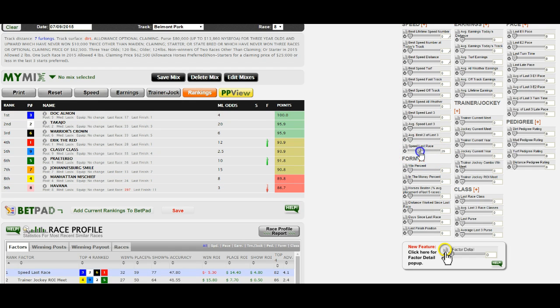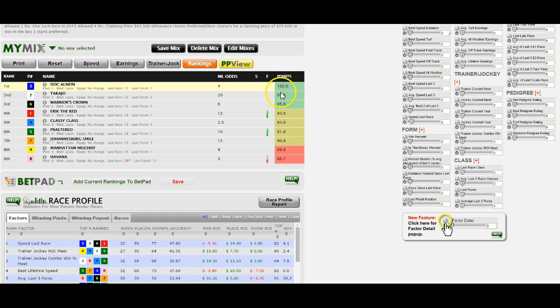So by turning on speed last race over here, we have one factor turned on. The top ranked horse is always going to be at 100, and then the 2 and the 6 are tied at 95.9. That's an interesting thing to note here. When there are ties, the tie is broken by post position, so the 2 is ranked higher than the 6, and you'll see that the next 2 are tied at 93.9, and so on, all the way down to the last ranked horse, number 8, who's 86.7. So you're going to get more detailed information by using the sliders over here to rank the horses.